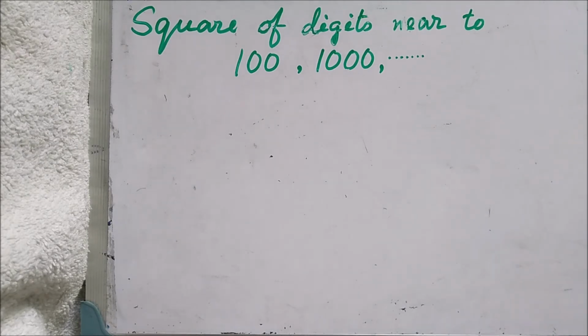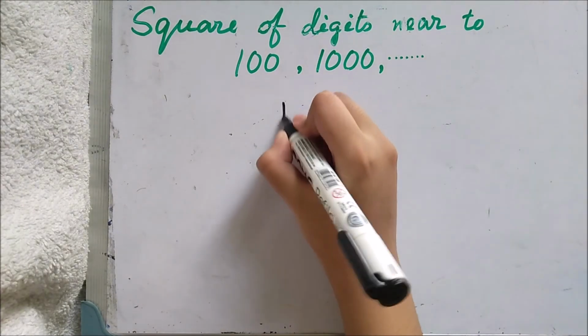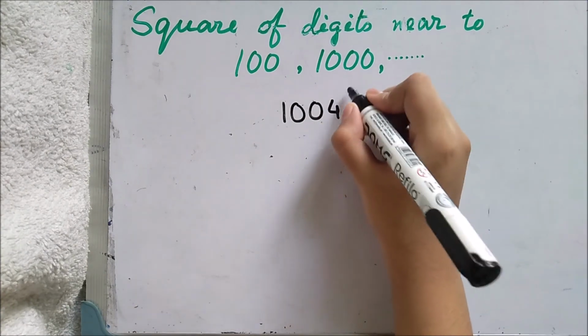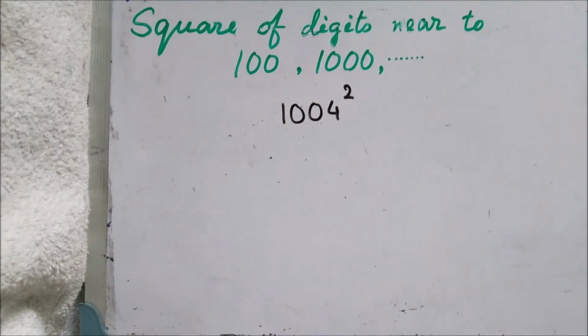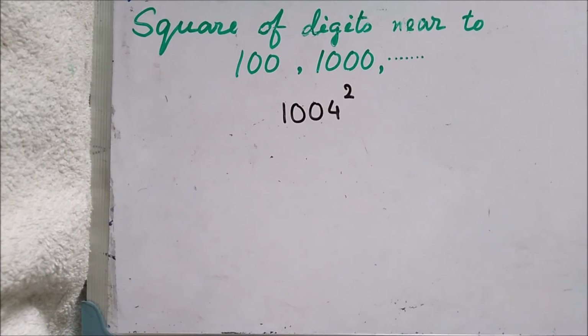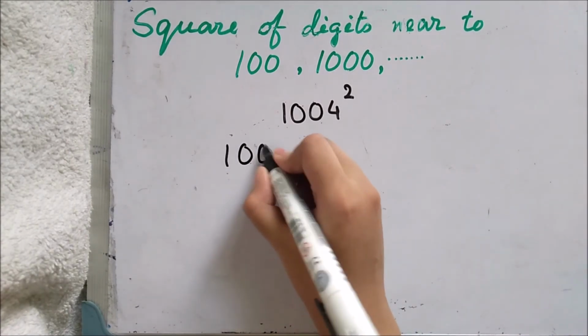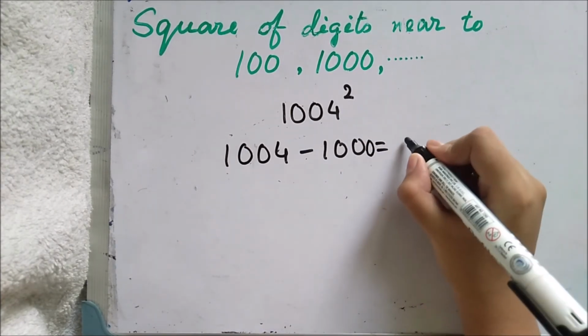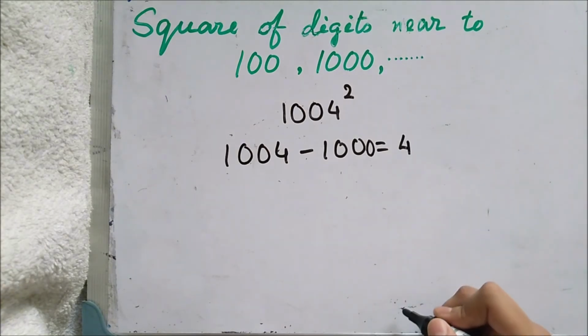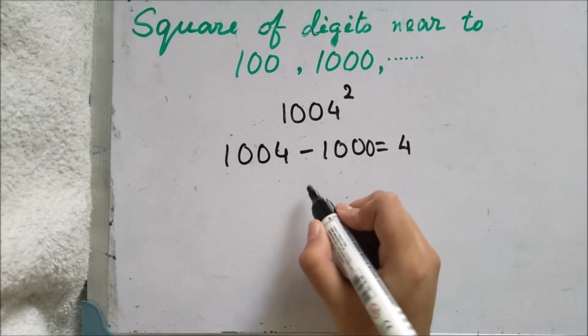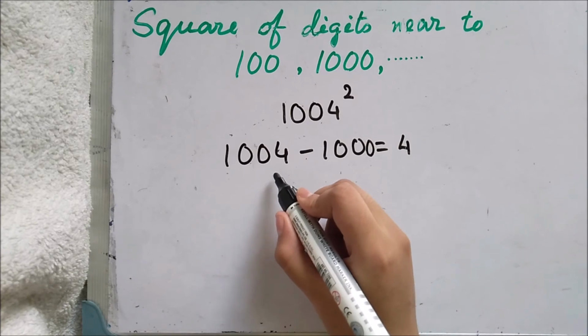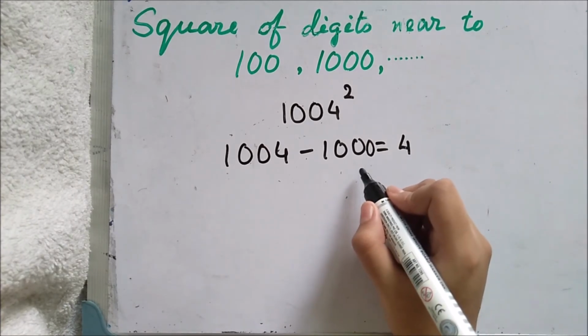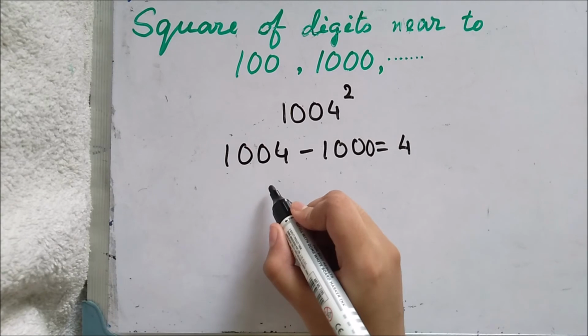Till now we had learned digits less than 1000 and less than 100. Now we will take a digit greater than 1000, 1004 square. So our first step will be 1004 minus 1000, that is equal to 4. Since we know that 1004 is greater than 1000, hence we have subtracted 1000 from 1004.